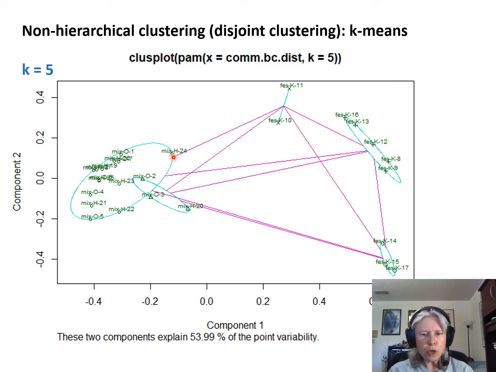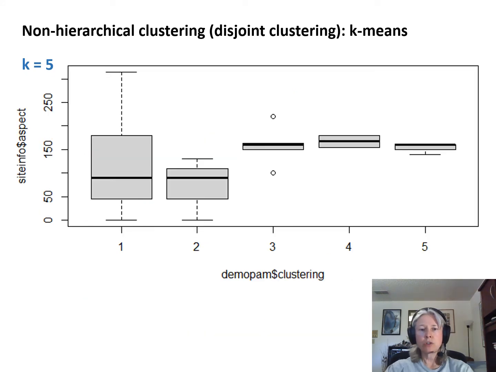But again, when you look at these, you see how all of the mixed grass sites cluster over here on the left-hand side, and all of the fescue ones cluster over here on the right-hand side. So again, there is evidently some real logical distinction between mixed grass and fescue sites. And just like we did earlier in the hierarchical cluster example, you can use the resulting clusters from a disjoint cluster analysis to examine patterns in the rest of your data.